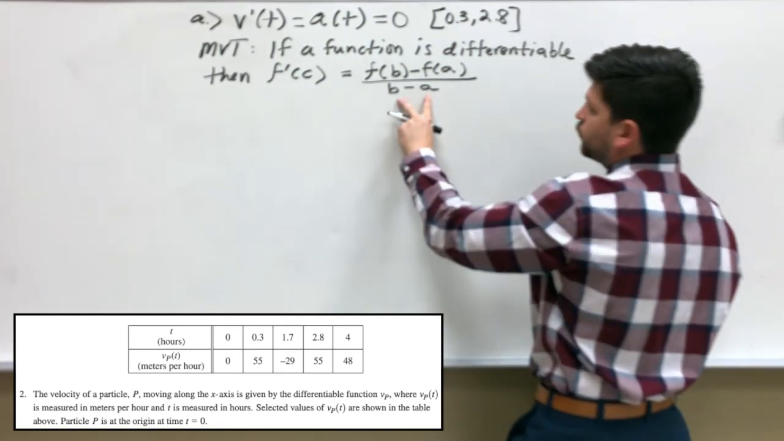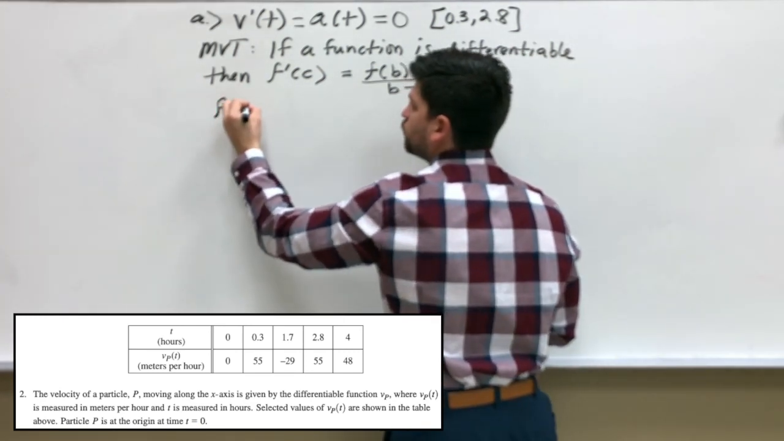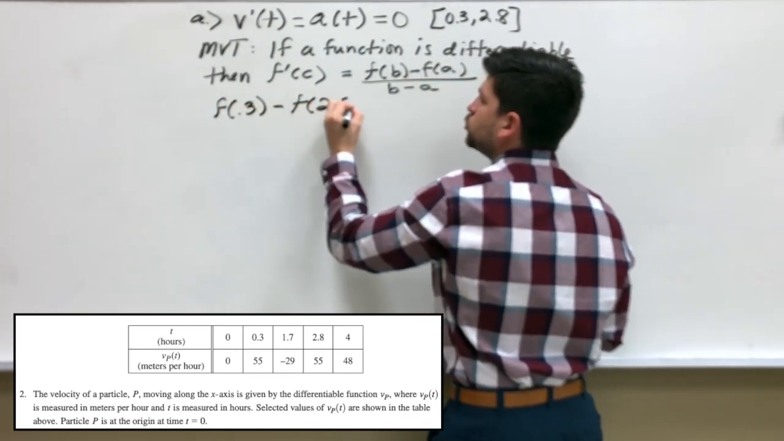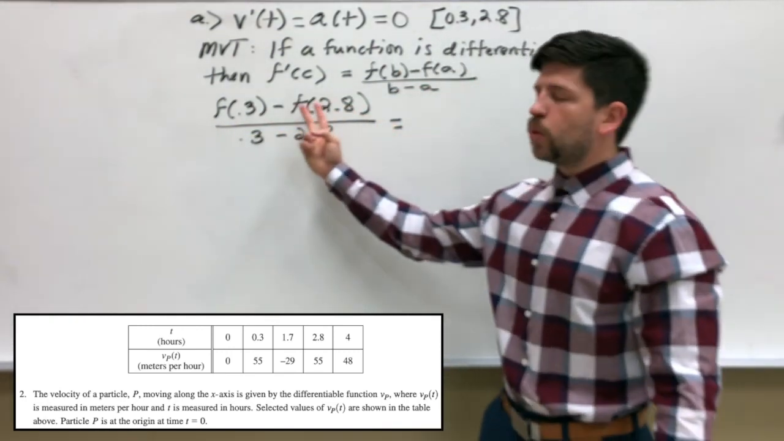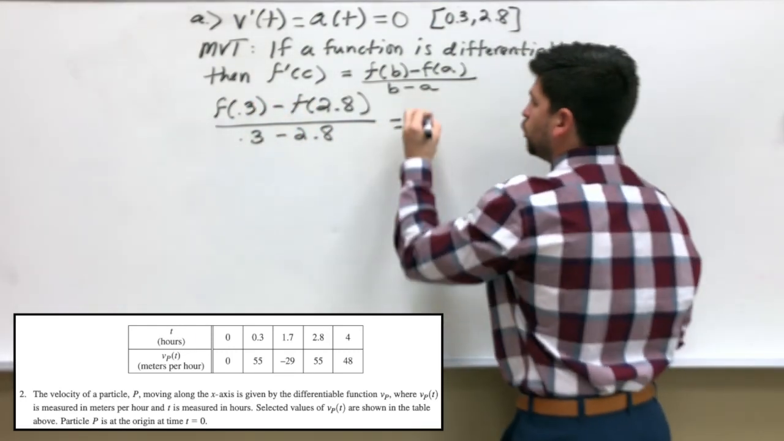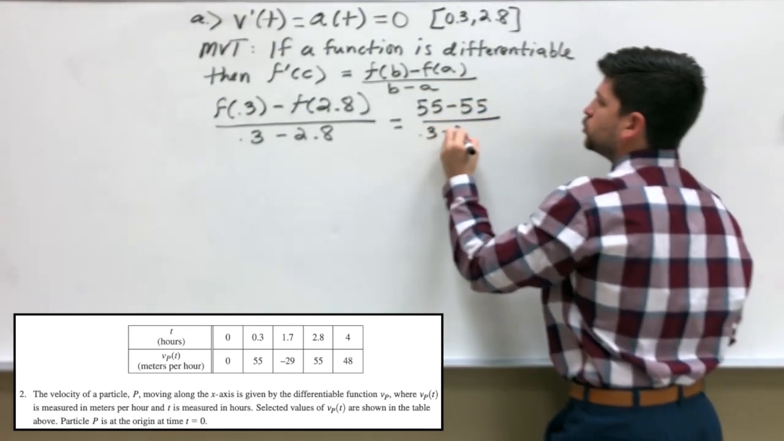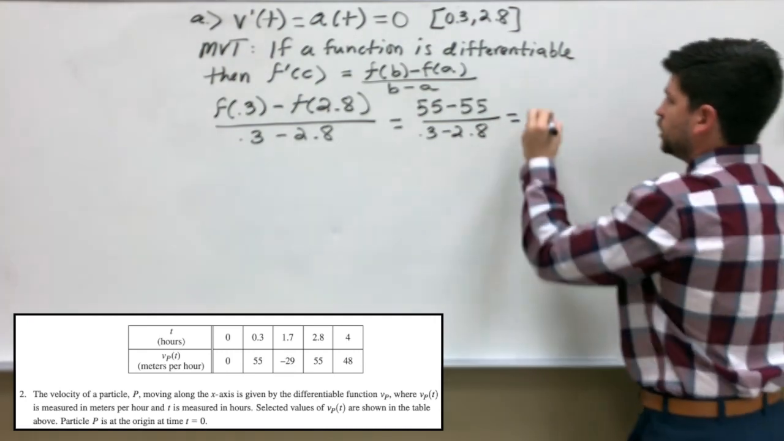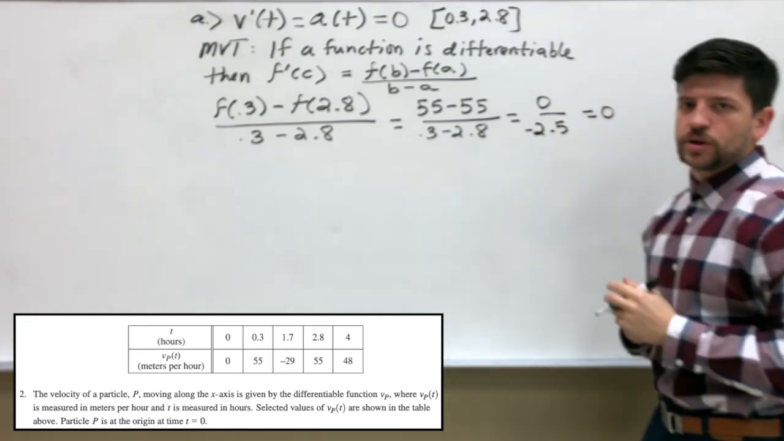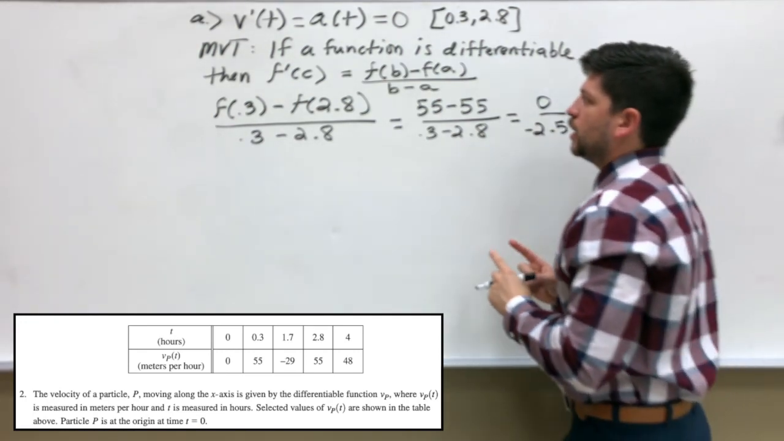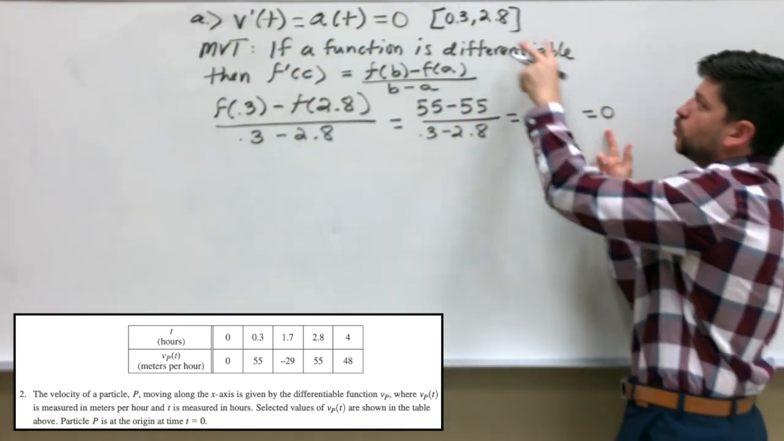So what we want to know is, first of all, let's find f of b minus f of a all over b minus a. So I'm going to be doing f of 0.3 minus f of 2.8 all over 0.3 minus 2.8. Now notice my y values at those two spots are both 55. So 0.3 minus 2.8, the top is just going to give me 0. On the bottom, I get negative 2.5, and that reduces to 0. So by the mean value theorem, I know the derivative is going to equal this number somewhere in that interval.